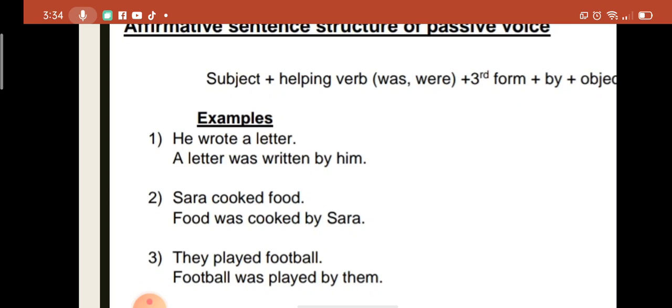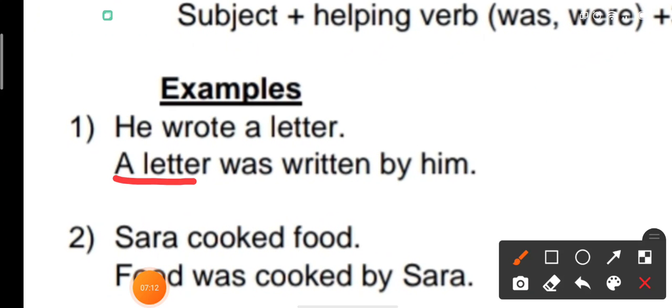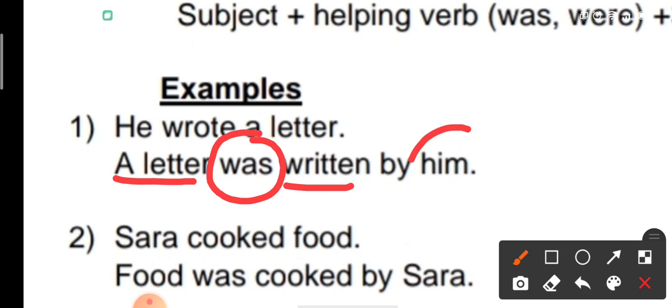Here are some examples. He wrote a letter. So a letter will come in the start as it has become subject in the second sentence. A letter subject, it is one. So we shall use was helping verb with it. A letter was written by him. It is the same example like before.